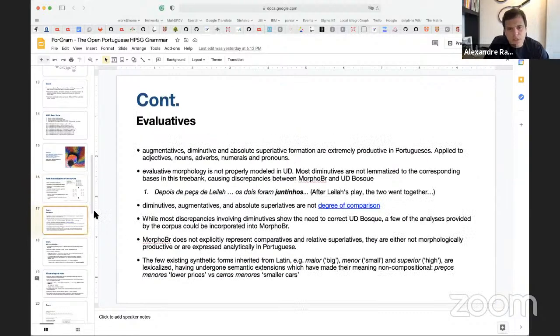Okay, so those are the examples that I mentioned. One thing that also happened is this lack of information in the UD formalism regarding, for example, diminutives and augmentatives. UD doesn't actually handle that. It has a feature for degree of comparison that's usually attached to adjectives, but this is not exactly what you mean by augmentatives and diminutives, right?